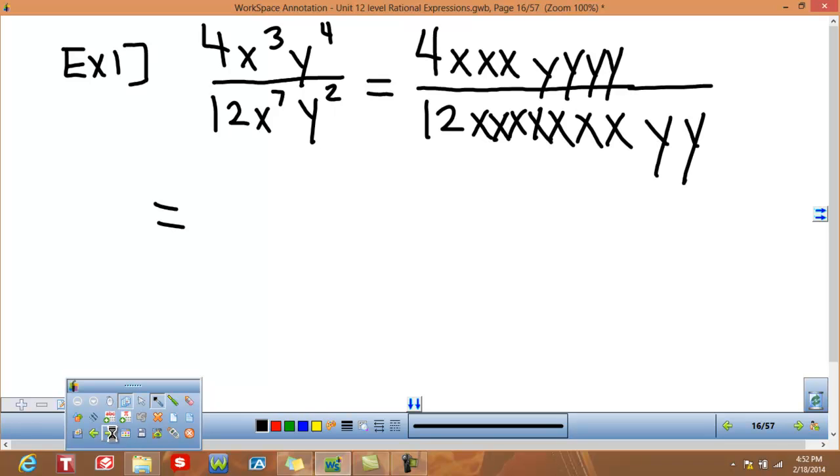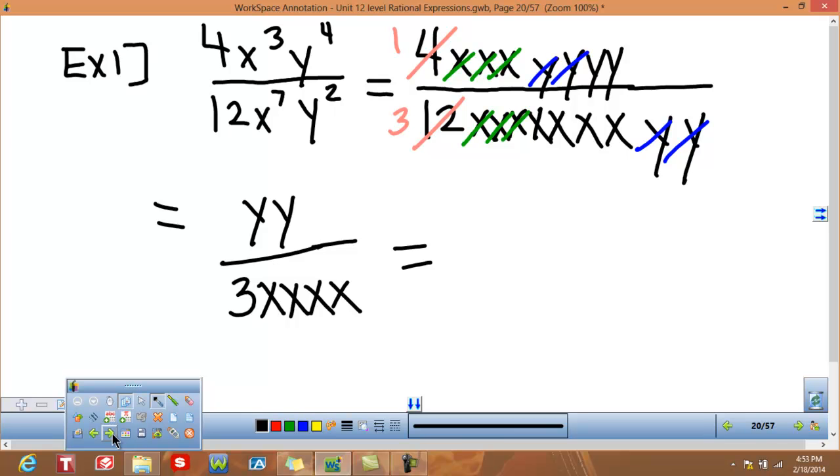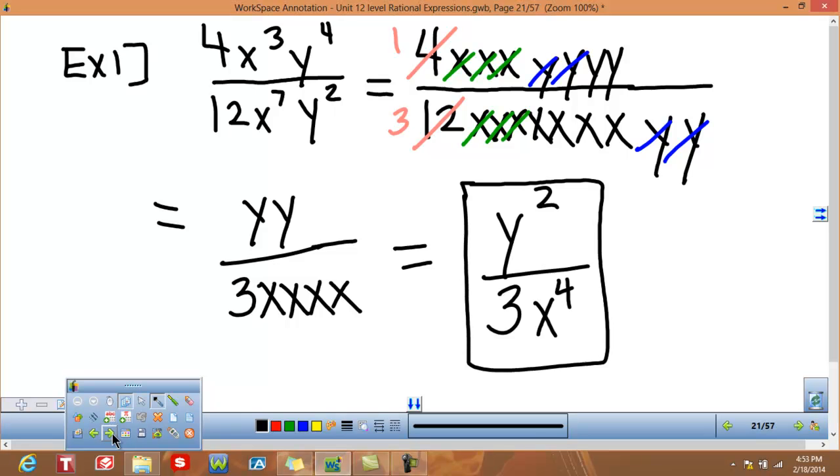The first thing I need to do is break down the numerator to be 4, 3 x's, and 4 y's. And that is divided by 12, 7 x's, and 2 y's. The 4 over 12 will reduce to 1/3. There are 3 x's in the top that are common with 3 x's in the bottom, so they will reduce. And there are 2 y's in the top and 2 y's in the bottom that will reduce. This leaves 2 y's on the top and 3 and 4 x's on the bottom. This gives us y squared over 3x to the 4th power.